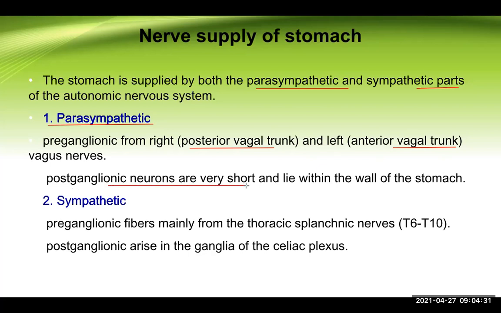Postganglionic neurons are very short and lie directly within the wall of the stomach. This is the important point here. In the parasympathetic nerve supply, the postganglionic neurons are quite short, and the ganglia are lying directly inside the organ. Whereas in the sympathetic, the preganglionic fiber arises mainly from the thoracic splanchnic nerves, T6 to T10, and the postganglionic fibers arise in the ganglia of the celiac plexus.